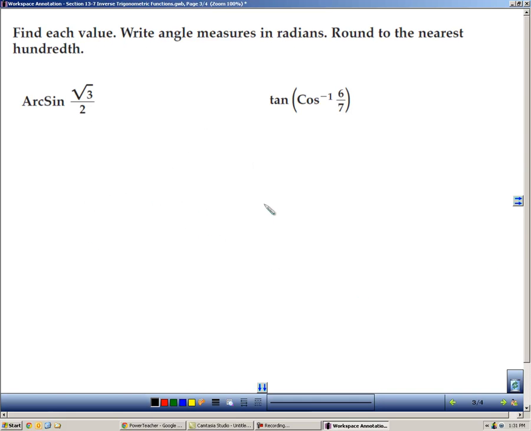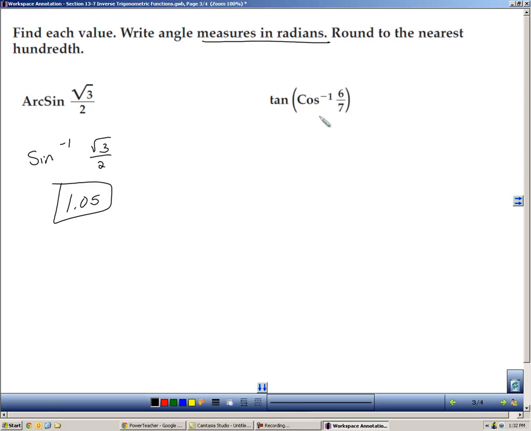Here's some more calculator problems. You have to find each value of these. The arc sine of square root of 3 over 2 is the same as the inverse sine of square root of 3 over 2, which is what we just did on the last slide, except that was in degrees. This one says to write the angle in radians. So you're going to have to take your calculator and change it into radian mode. If you do that, you'll find the inverse sine of square root of 3 over 2 is 1.05. Now that's in radians.